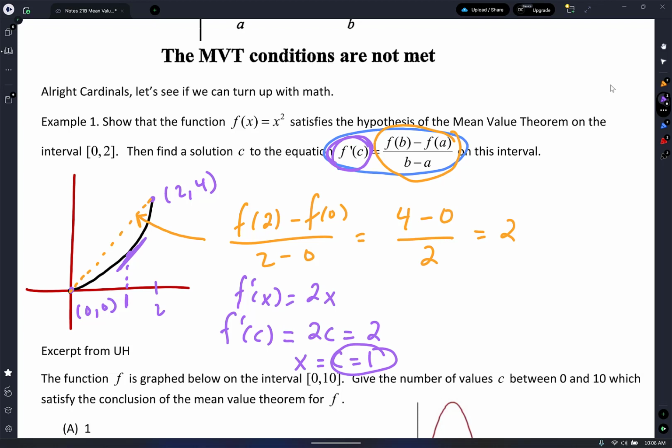Yeah, you just instantaneous rate of change equals average rate of change. Where does that happen? At x equals 1, my instantaneous rate of change is the same as the average rate of change from 0 to 2 of this curve. Cool or not cool? Cool.